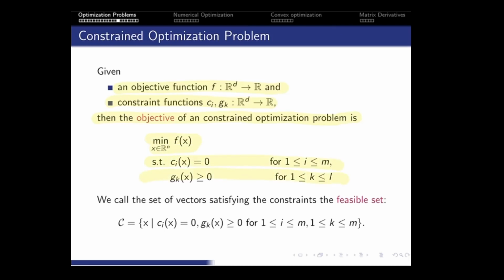And you can see that these constraints are distinguished by the equalities or inequalities which they have to satisfy. So for the functions c_i, we have equality requirements, and for the functions g_k, we have an inequality requirement. And we call the set of vectors which satisfy the constraints the feasible set. So this is the set of all the vectors x for which the constraints hold.